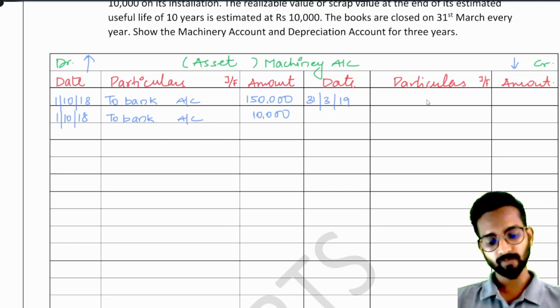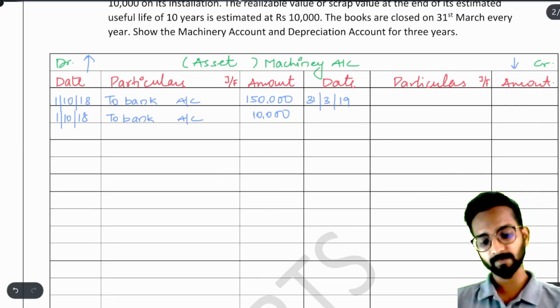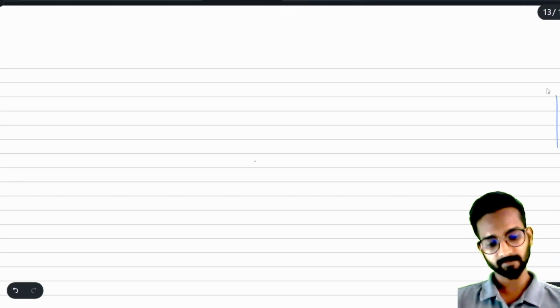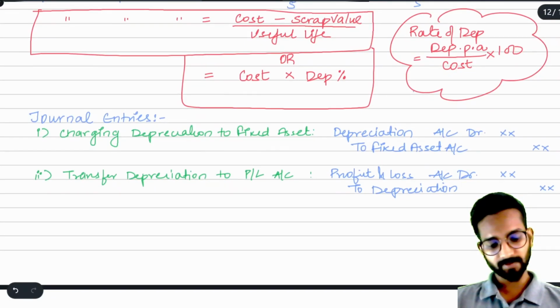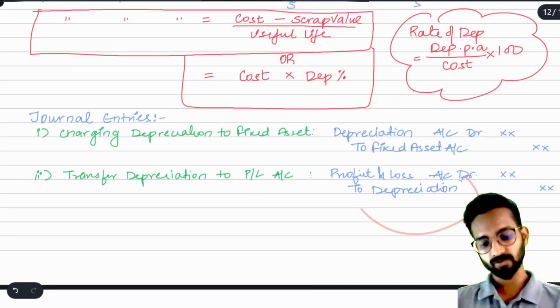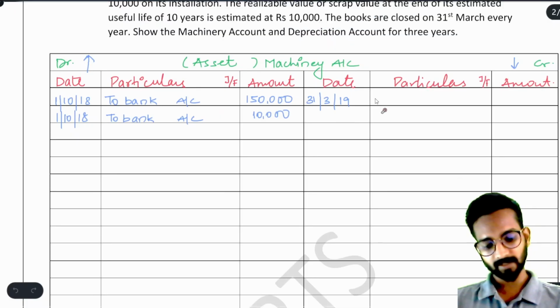You will write the closing balance here, but remember, before writing the closing balance, you have to charge the depreciation. We learnt in the previous class. Check, what was the journal entry? Depreciation account debit to fixed asset, then P&L account to depreciation. So I will go back to the depreciation account. What will we write? We will write by depreciation.